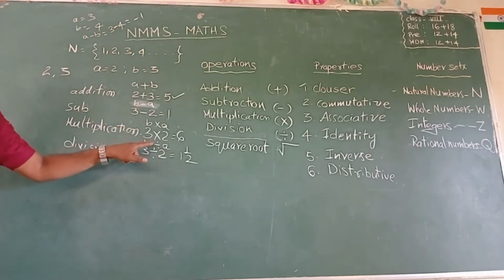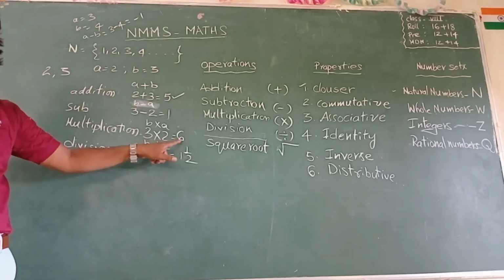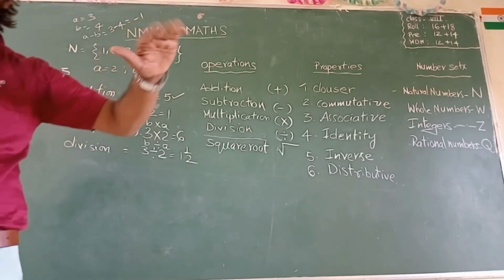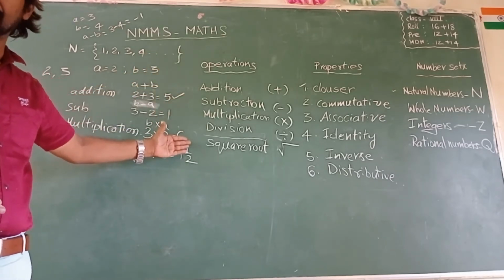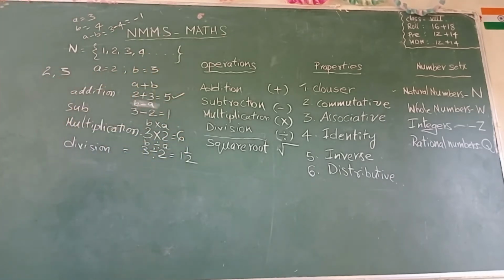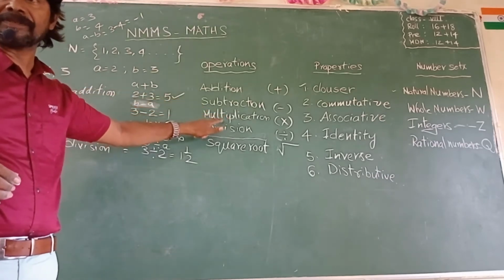Multiplication. 3 into 2 is equal to 6. 6 is a natural number. And we are taking the natural numbers and doing the operations. If you get the answer as a natural number, then it is closed. Otherwise, it is not a closure property. Understand? Yes, sir. So multiplication is a closure.